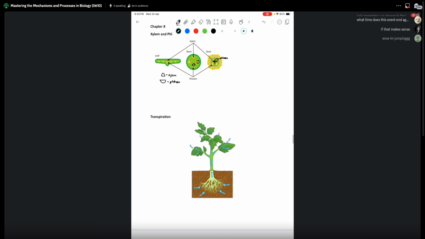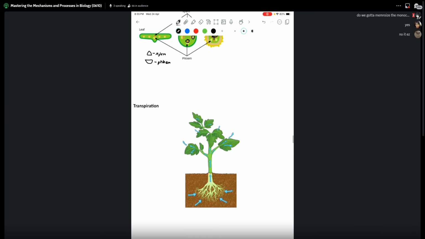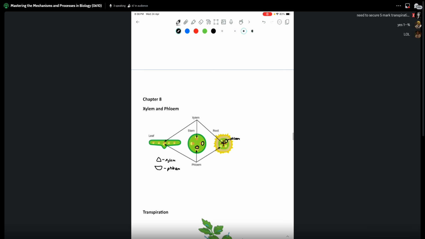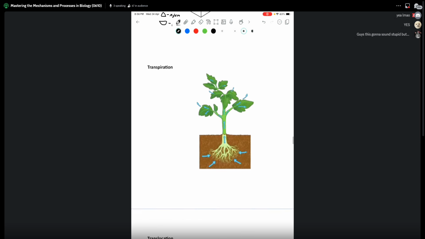Do you want me to explain transpiration? If no, I can skip. Yes? All right, I thought you said plants are boring. Okay, never mind, let's do transpiration. Do we have to memorize monocot and dicot? Okay, this type of plant is a monocot plant, typically.